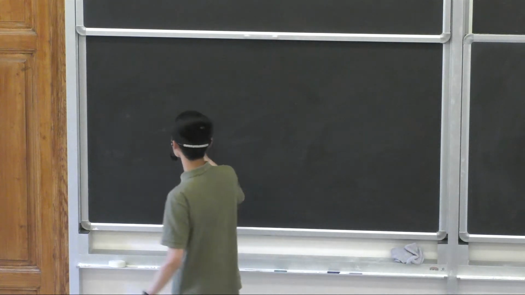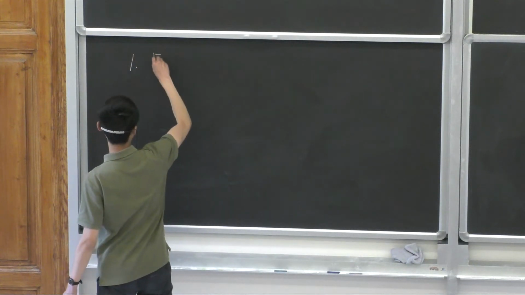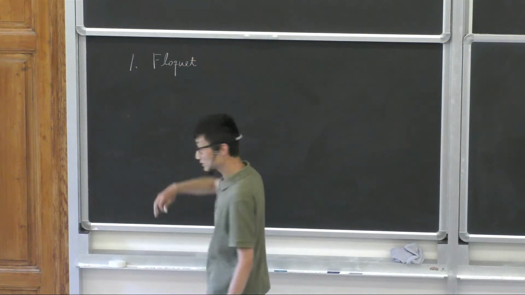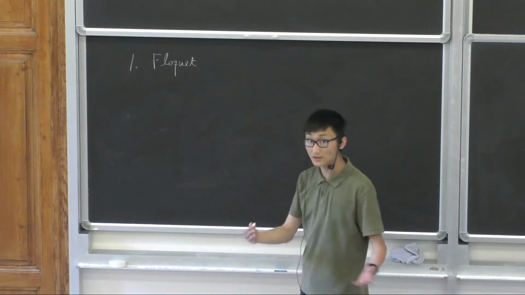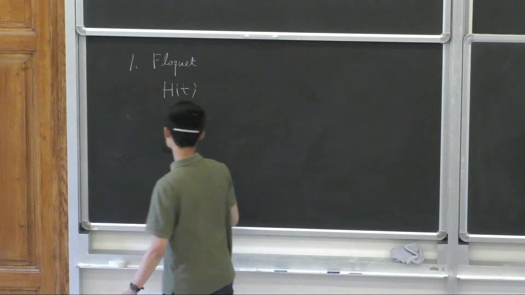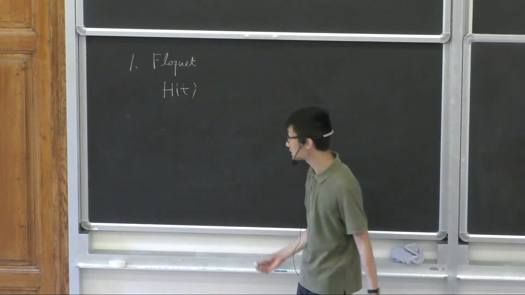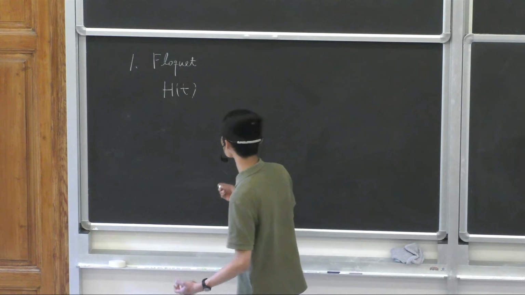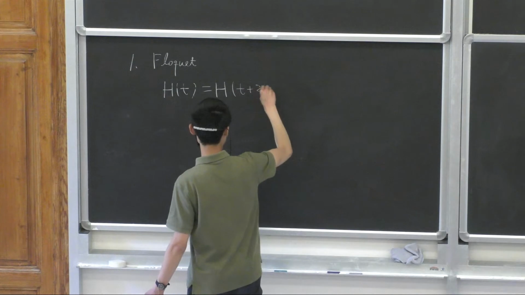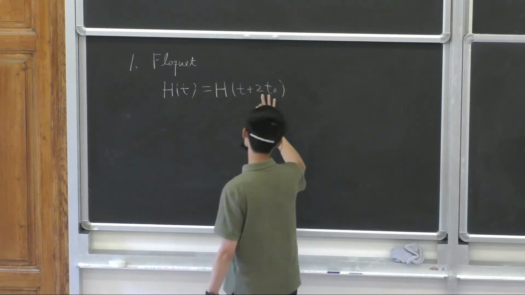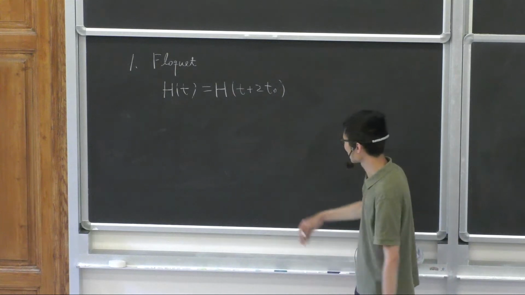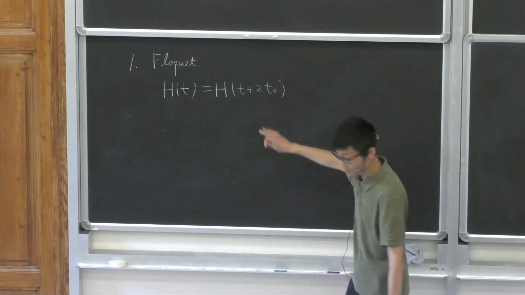Okay, so let's start with the first part. Let's consider a quantum many-body system with a time-dependent Hamiltonian, a quantum Hamiltonian that changes with time. But now I'm considering a very special one that is periodic in time. The period I call 2T0. This 2 is just for my own convenience, so it's not very important.